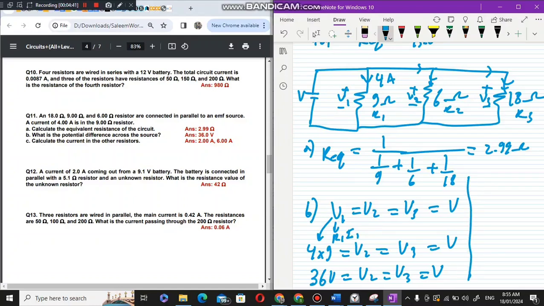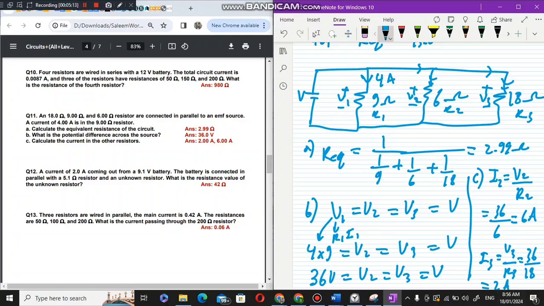So part C, we are saying calculate the current in the other resistors. So now we have voltages of all of them, so we can simply say that I2 is equal to V2 over R2, which is equal to 36 volts divided by R2, which is 6 ohms, and will give us 6 amperes. I3 is equal to V3 over R3, which is equal to 36 volts divided by 18, which is equal to 2 amperes.